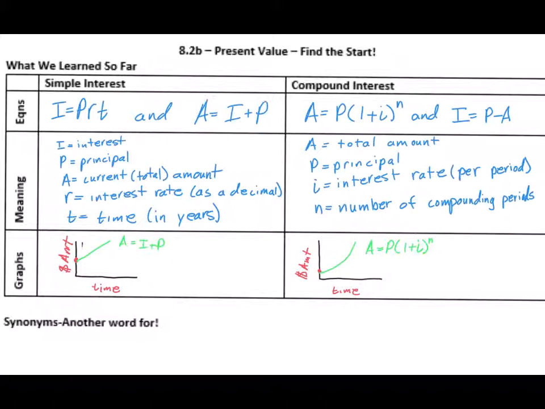So, what we've learned so far. We've learned that for simple interest, I is equal to PRT. So that's our interest. And in order to get the total amount of money that we've saved over time, that's equal to I plus P. Now, the next thing that we're going to do is I basically took the time to make sure that we identified all of the terms that are used in these equations.